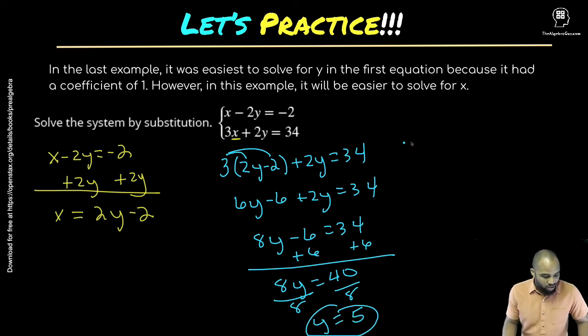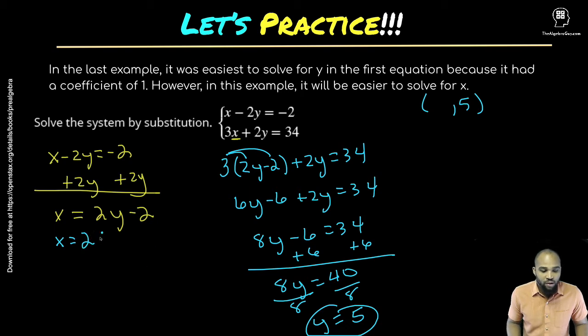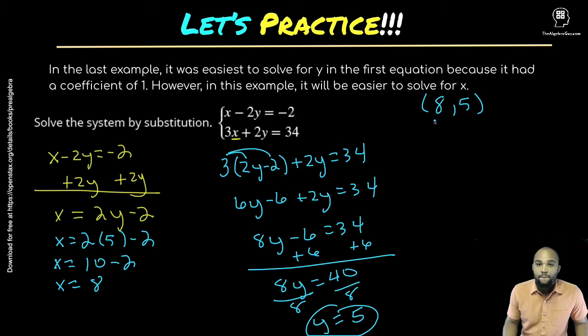And I circled it again, but I don't want to make you think that that is our final answer. So we need to find our x. So how do we find our x? We're going to plug this 5 back into either one of these equations. It's easier to put in here because look, it's already solved for x. So I know that x is going to equal 2 times my 5 minus 2. Well, x is equal to 10 minus 2. So that means x is equal to 8. And there's my solution to that system using substitution.